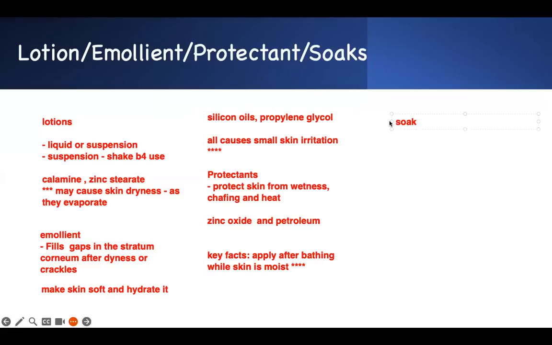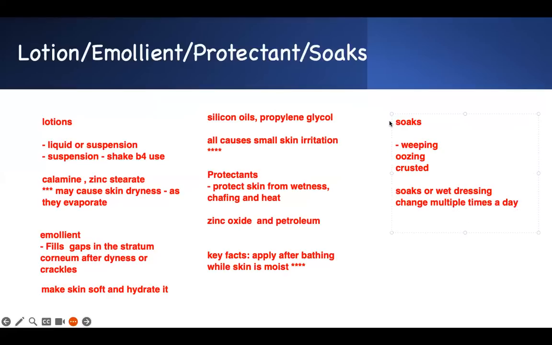Soaks are very good when there's a wound that is weeping or oozing, but it's not infected or crusted. So you want to make it moist a little bit. You cannot put emollient on this. A weeping wound, if you put emollient, is not going to help you, or protectant, which will not help you. What you need to do is to use soaks, and soaks can be closed or open, or wet dressing. And this has to be changed multiple times a day.